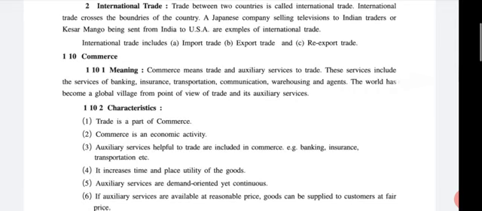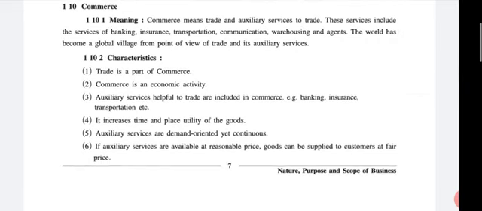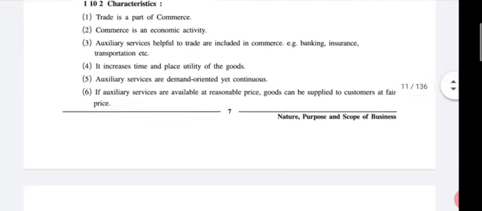Characteristics: trade is a part of commerce, and it is an economic activity. Services helpful to trade are included in commerce. Increase in time and place utility of goods. Auxiliary services are demand oriented, and auxiliary services are available at reasonable prices. Goods can be supplied to the supplier at a fair price.